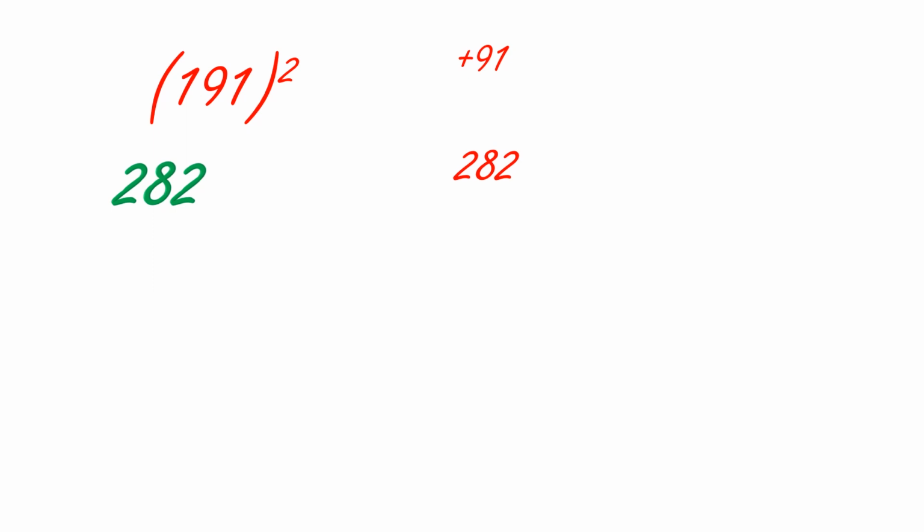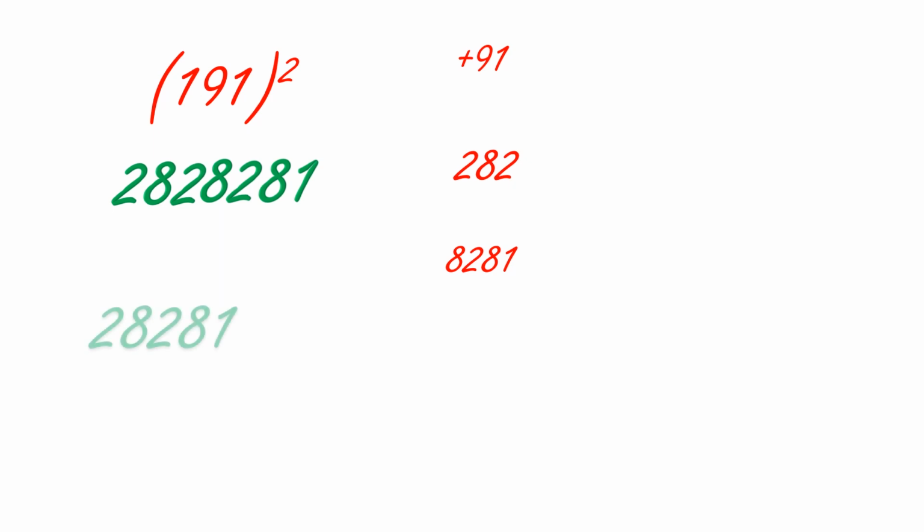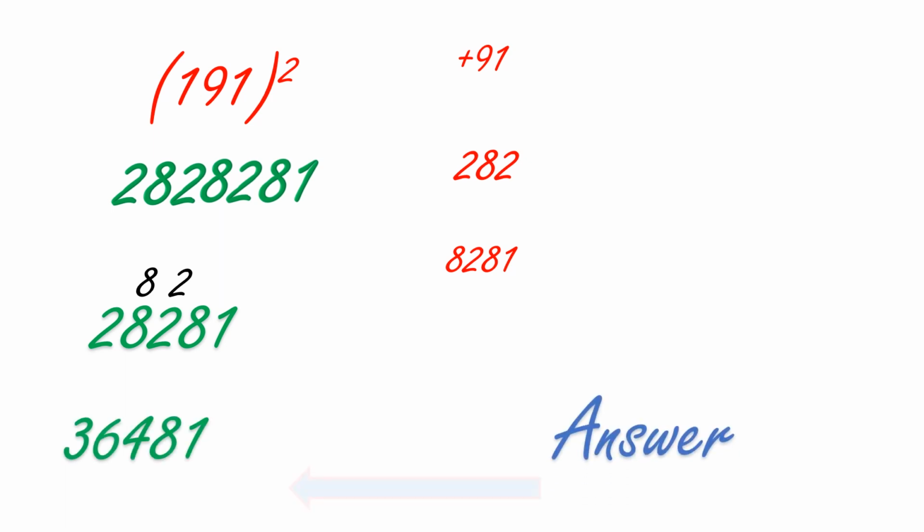The third step is 91 square. 91 square, how do I calculate so fast? It is 8281. Then focus. 91 is 9 less than 100. Subtract 9, which gives me 82. 9 square is 81, so it gives me 8281. Now 81 of 8281 remains the same and 82 is carried forward over 282. So it gives me 364. So 364 81 is the answer.